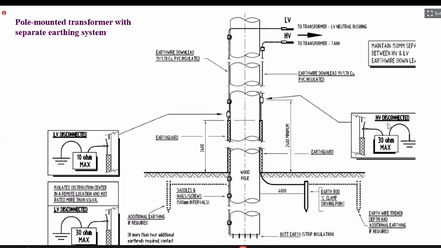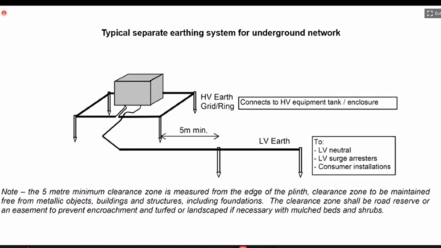And this is for a pole-mounted transformer. You can see that the earthing systems are separated at least by 4,000 millimeters or 4 meters. That is the minimum. And nowadays, we are trying to see whether we can implement a potential barrier in between these using titanium oxide and various other things, but these are at the research level. And this is for an underground network, the same.